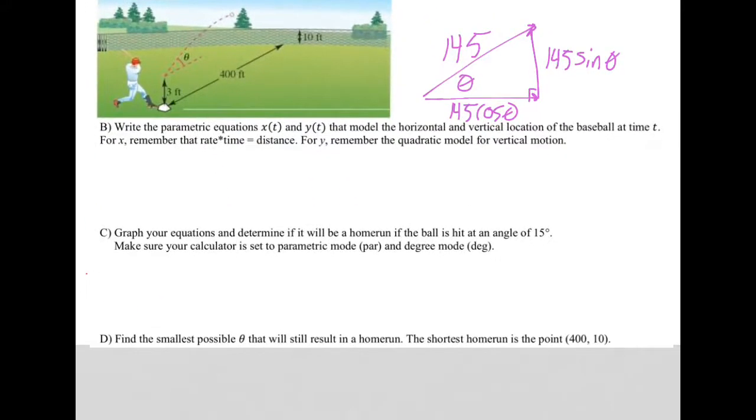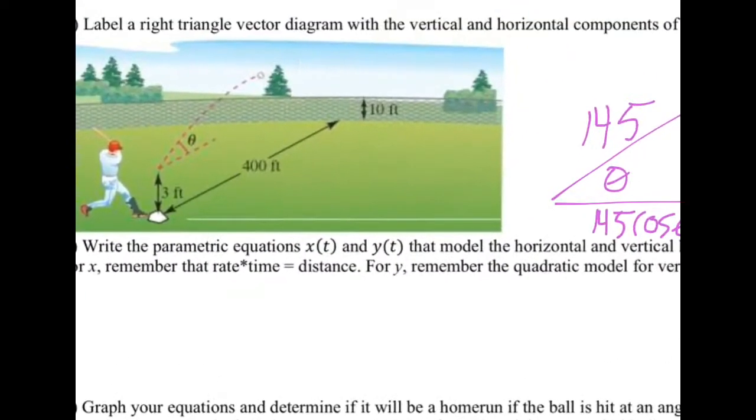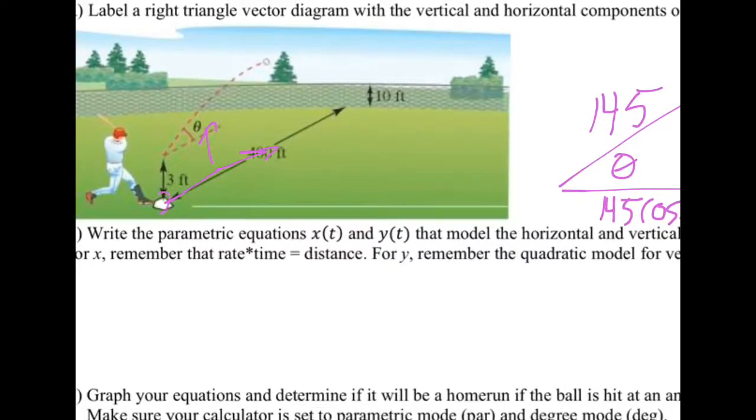Next thing we want to do is write the parametric equations x of t and y of t that model both the horizontal and vertical location of the baseball at any given time t. So let's do x first. Think about what's happening here with our x distance. We're talking about this outward distance, not up and down. We're talking about how far away from home plate it is, assuming it follows out in a linear manner, which it should, going straight out towards center field. We want to know what that x value is at different spots.